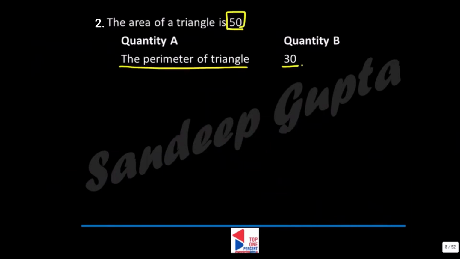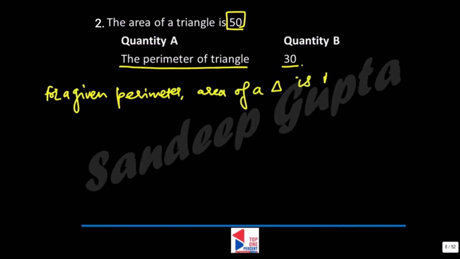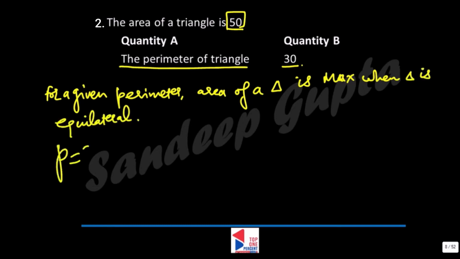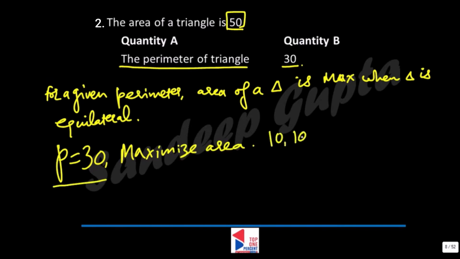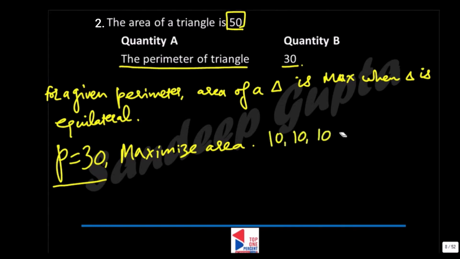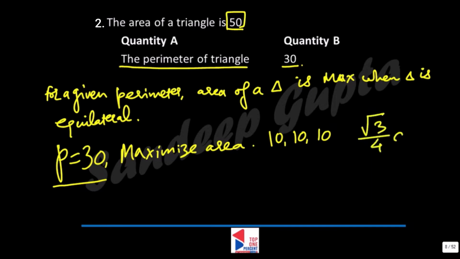So now, there is one concept that you should know. For a given perimeter, the area of a triangle is maximum when the triangle is equilateral. Your given perimeter is 30. Let's try to maximize its area by making it an equilateral triangle. So if I make it an equilateral triangle, the sides of the triangle will become 10, 10 and 10.